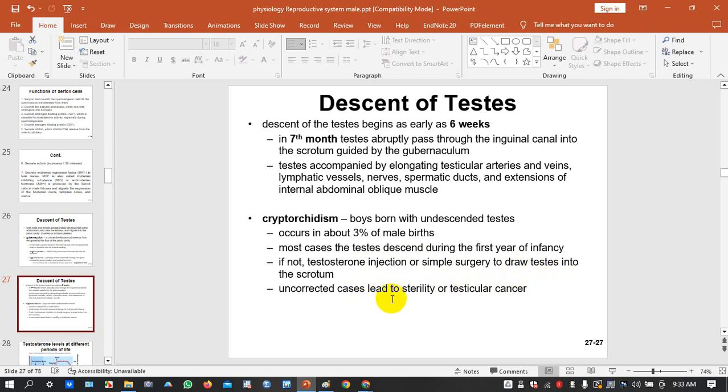If it is uncorrected, this will lead to sterility or testicular cancer, because the testis is not supposed to abide in the abdomen, because the abdomen has a physiological temperature which is high. It's 37 degrees, and the testis cannot survive such a high temperature. It has to be around 34 to 35 degrees. So it will lead to testicular cancer, because that's not where it's supposed to be in the body. It's supposed to be in the scrotum, and the scrotum has a cool temperature. So this will lead to either sterility or infertility or testicular cancer.